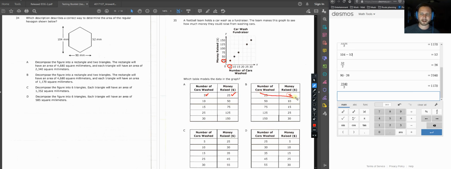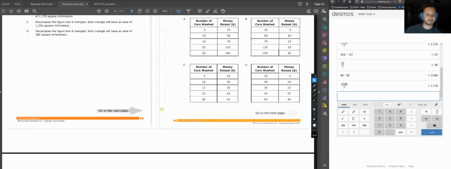No, that's not correct. C says 5 cars washed, $25. D says 25 cars washed, $5. No. So B and D are out. We're done with those. Let's keep looking between A and C then. If we wash, let's say, 10 cars, that will match up to $50. So 10 cars, $50. 10 cars, $30. No. So C is out. A is the only one that has multiple coordinates matching what they say in our graph. So for 35, we got A.